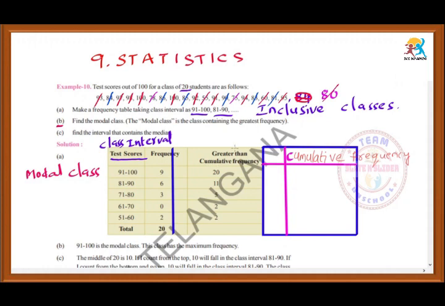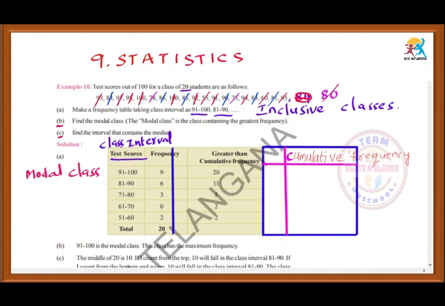So the next one is the third one, C. Find the interval that contains the median. So we have to find out the median. This is the typical one now. How to find the median? To find the median, what should we have to do? We have to add the frequencies, right? So how to add?